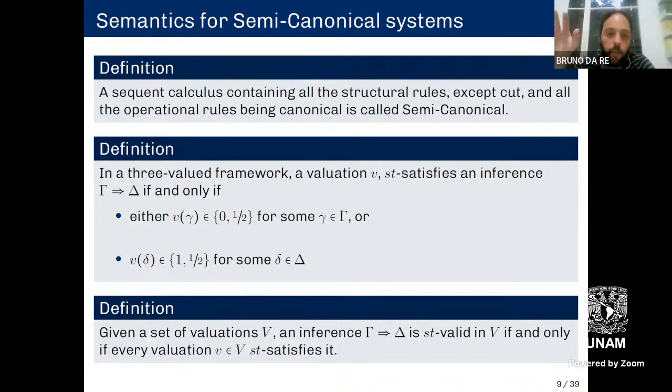So given a three-valued valuation, we will say that the evaluation ST-satisfies an inference or a sequent if and only if either some premise is 0 or 1/2, or some conclusion is 1 or 1/2. In other words, the only counterexample for an inference is an evaluation which assigns 1 to every premise and 0 to every conclusion. Well, as usual, an inference is ST-valid if and only if every three-valued evaluation ST-satisfies it.